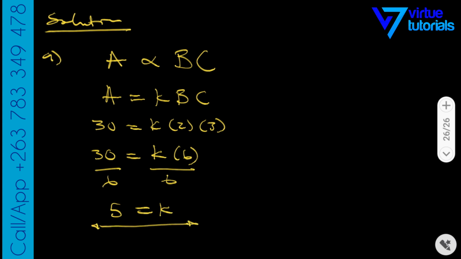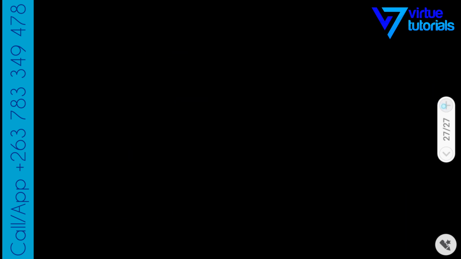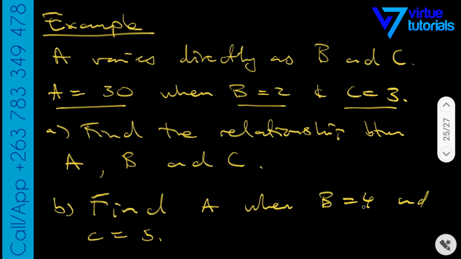right? So once we've done that, we can take this up here. We substitute the value of K here and get A is equal to 5BC, right? So that's the relationship. Okay, A is equal to 5BC. Now we know that once you found the relationship, you can use it to solve the other problems. So find A when B is 4 and C is 5.